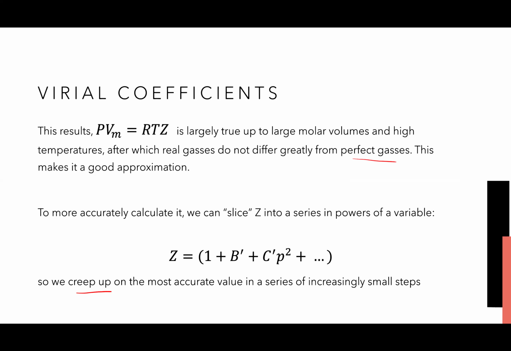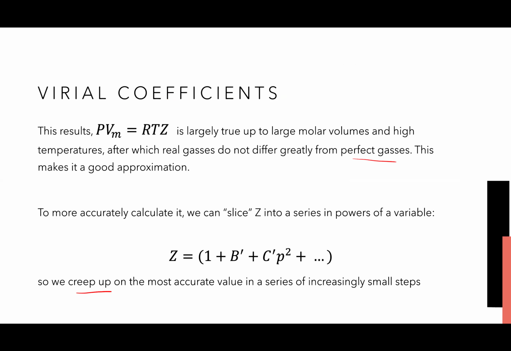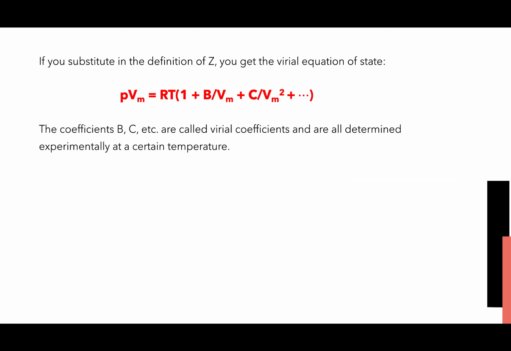All right, in this case, d would be equal to 1 plus b prime plus c prime times b squared plus and so on, however many steps we want to go out to. If we put that definition of z into our modified PV equals RTZ, then we would get this particular equation. This is our virial equation of state.